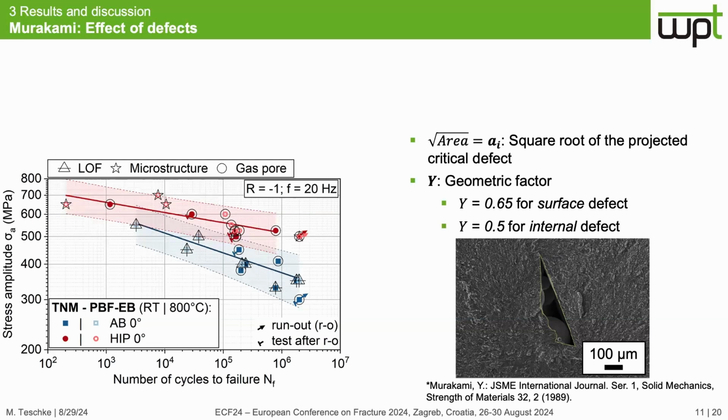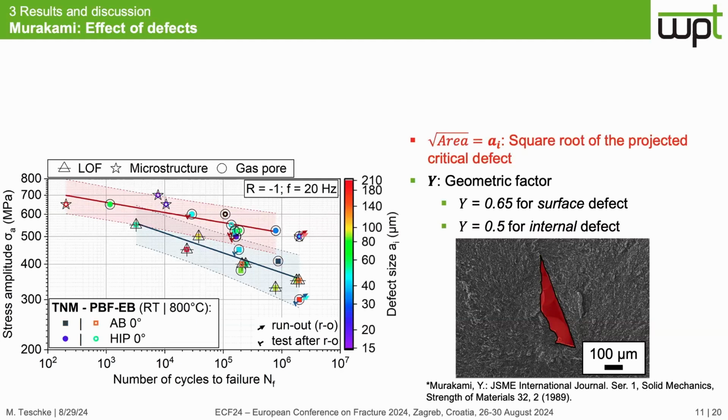we have to first of all measure the size, and we did this by the square root area approach. So we measured the square root of the projected critical defects, so in this example, the red area.